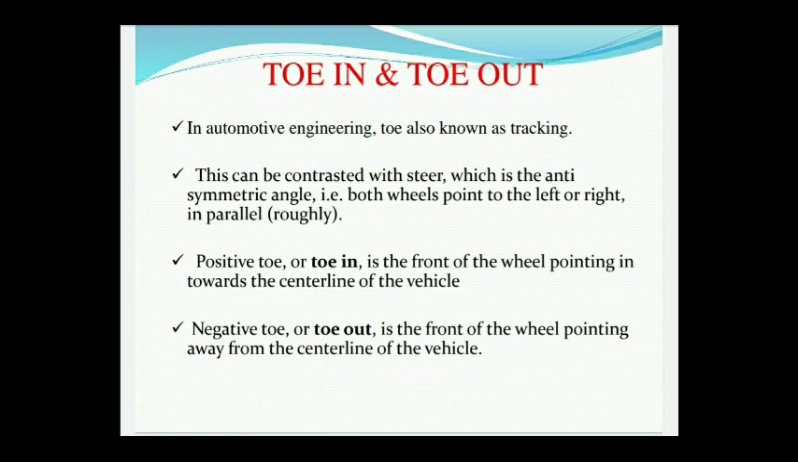Next is toe in and toe out. The toe is also known as the tracking. Positive toe is also known as toe in. In toe in, the front of the wheel is pointing towards the center line of the vehicle, and in negative toe, which is also called toe out, the front of the wheel is pointing away from the center line of the vehicle.